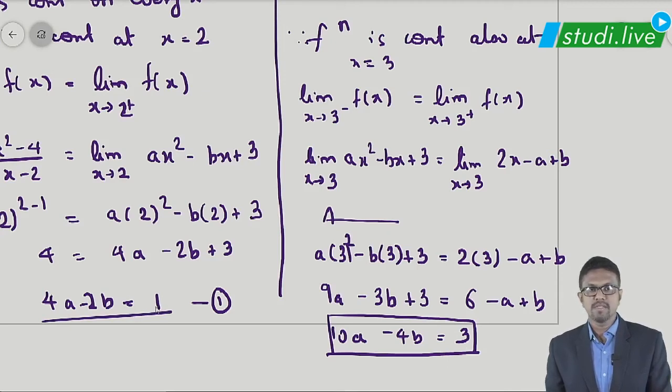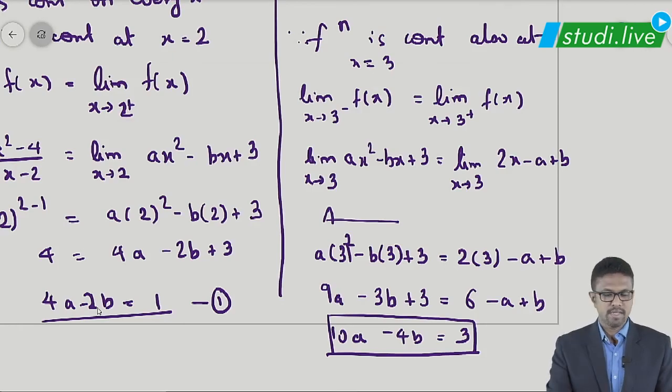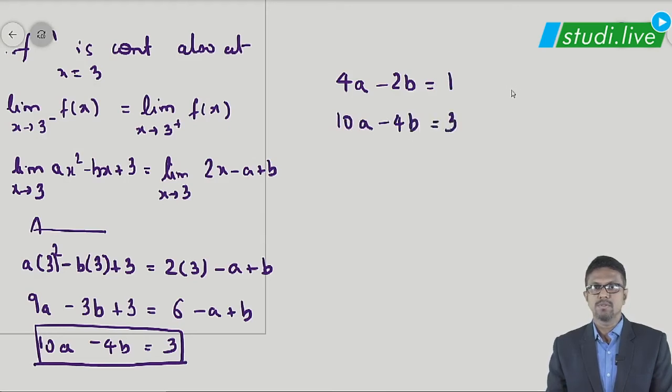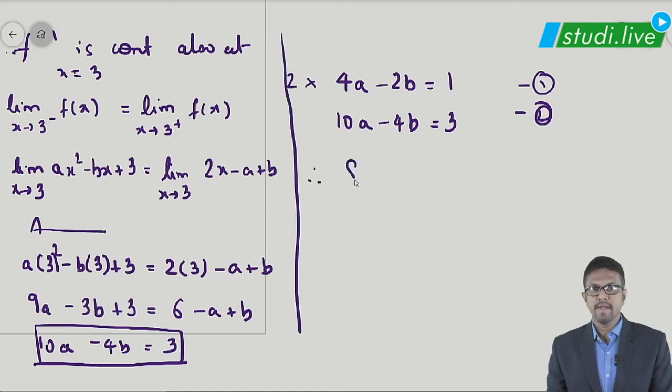If I multiply the first equation by 2 and then subtract, I can definitely get the value of a first and then I will get the value of b. So the two equations that I have are 4a minus 2b equal to 1 and 10a minus 4b equal to 3. This is our equation 1, this is our equation 2. So let us multiply equation 1 by 2. Therefore I will get 8a minus 4b is equal to 2. So this is equation number 3.